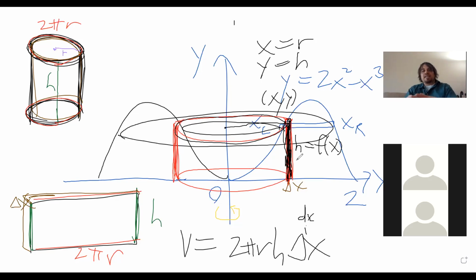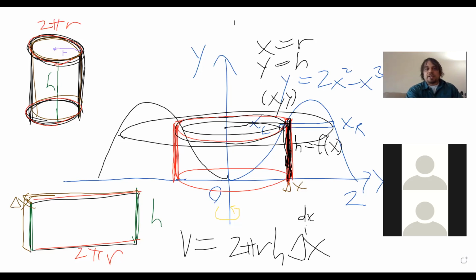Then we apply a limiting process where the limit of the sums of the volumes of those approximating cylinders approaches the actual volume of the object. And that limit process is described by a definite integral. So when you calculate a definite integral, in this case, you're calculating the limit of the sum of the volumes of approximating cylinders. And that's how you're getting the actual volume. Okay?